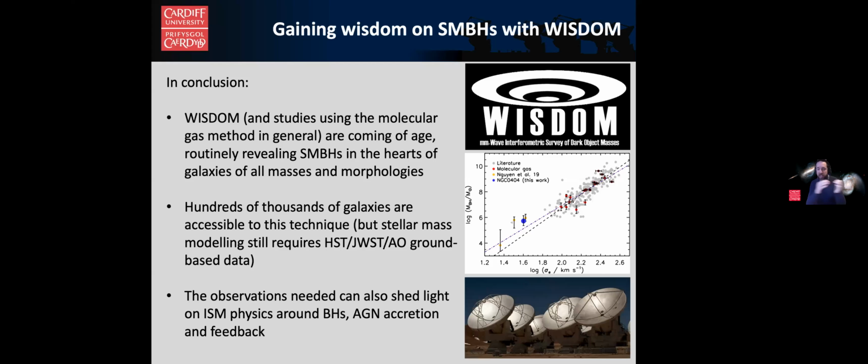So the conclusion then is that WISDOM is bringing us, and of course the measurements presented by other people like Ben, this technique is coming of age. We can reveal the black hole mass properties across the Hubble sequence. Lots of galaxies are accessible using this technique, although we do still need, of course, stellar mass models. So we still need HST or JWST or AO to complement our observations. And we also get a lot of information on the host galaxies as well, like the ISM physics, AGN accretion, and feedback. Thanks a lot.